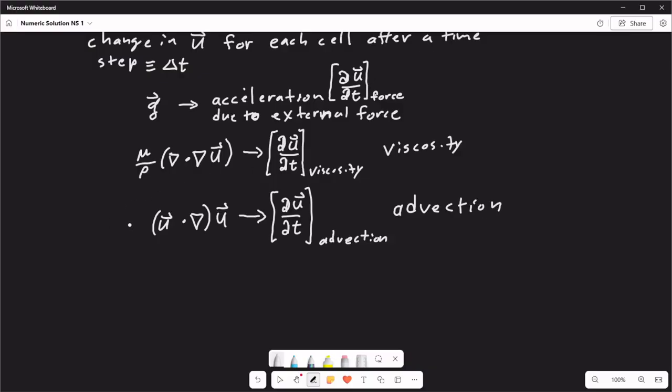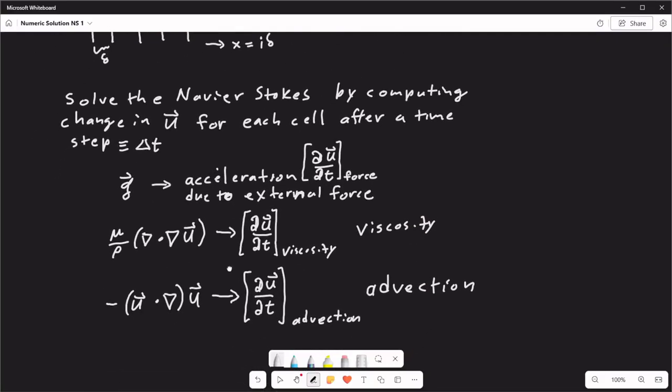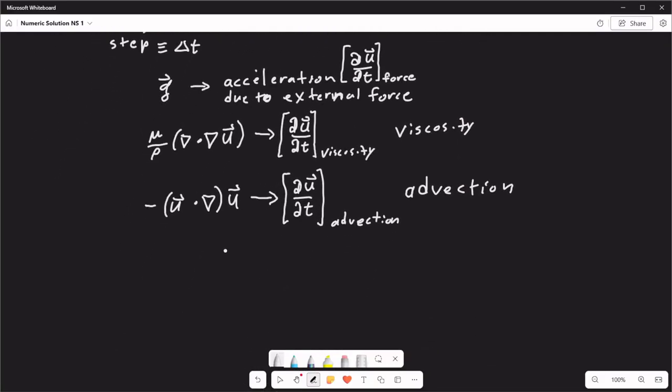And I think this is actually negative. Should I put negative in front of it? Yeah, it has a negative in front of it. So basically, adding all these up, there's a net change in the velocity field due to all of these terms.